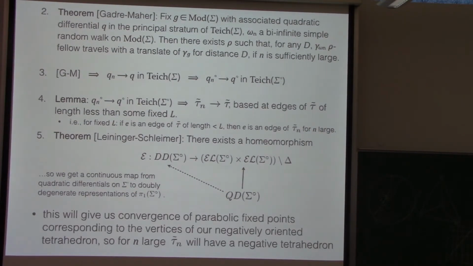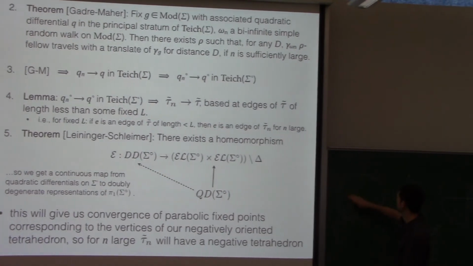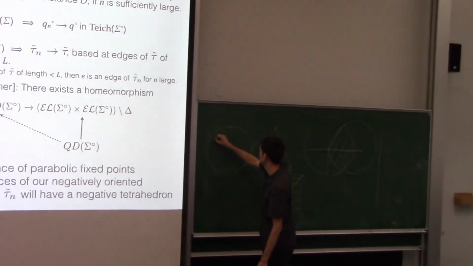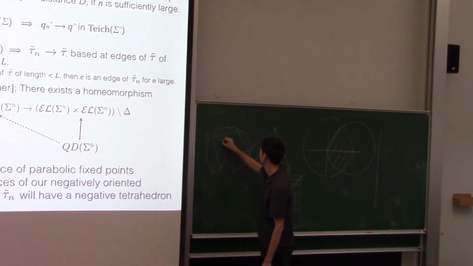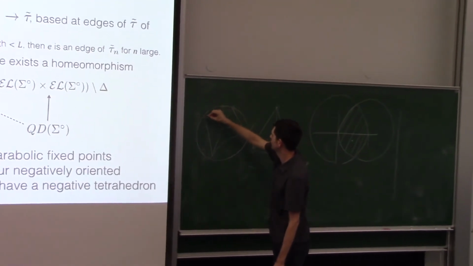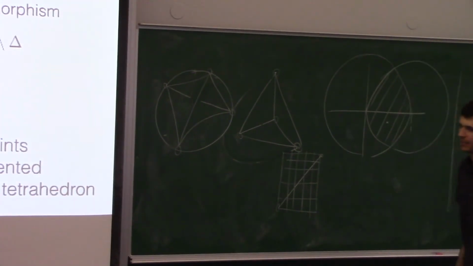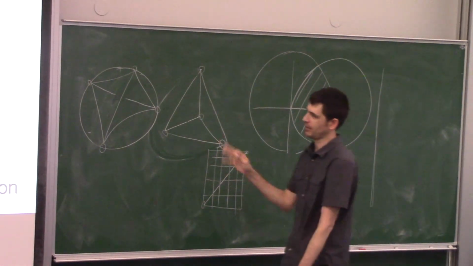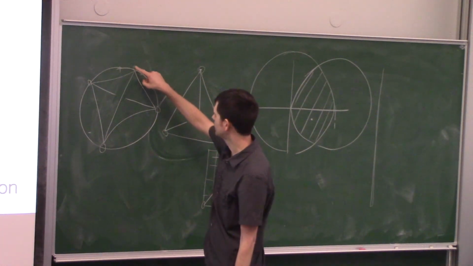Of my fundamental group. So this is, I guess, one reason that I want to be working in the infinite cyclic cover, because I want to work with the fundamental group of my surface. So this convergence right here gives me convergence of parabolic fixed points corresponding to the vertices of the negatively oriented tetrahedron. So I have some special negatively oriented tetrahedron. If I look at it in the universal cover, I have these parabolic fixed points.